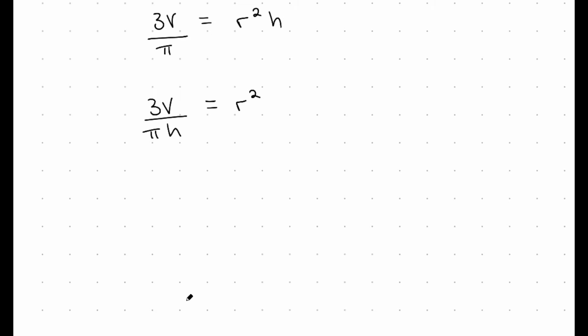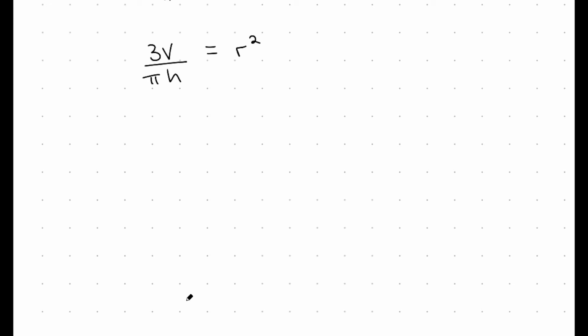And then finally, the last step, that's not r on its own. I need to undo the square. And how do I do that? The opposite of squaring something is square rooting it. So I'm going to have the square root of r squared is equal to the square root of 3v all over pi h, and then these two will square it and then square root it, so it just becomes r. So there's that one rearranged to give us r.